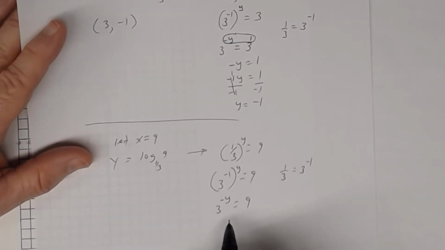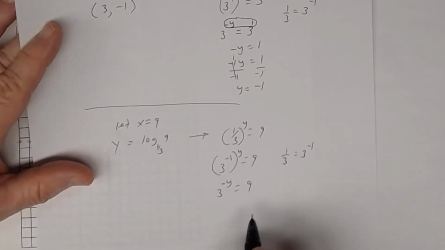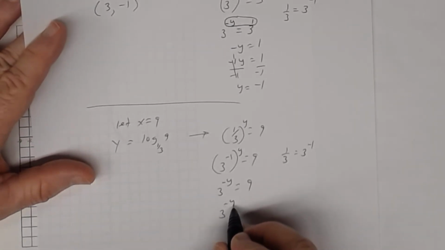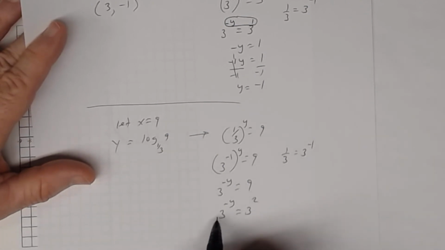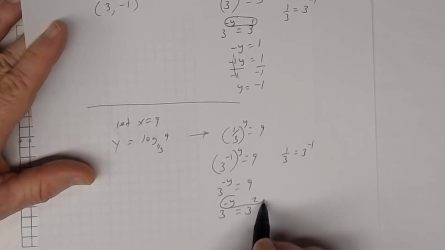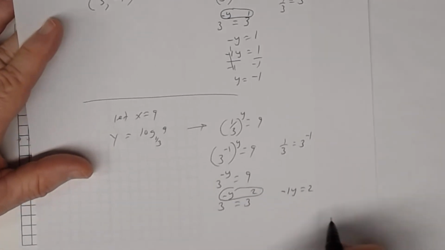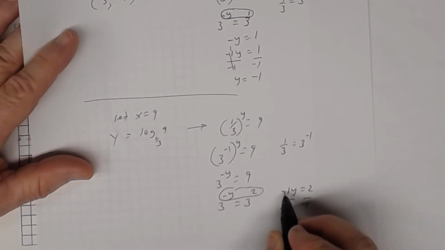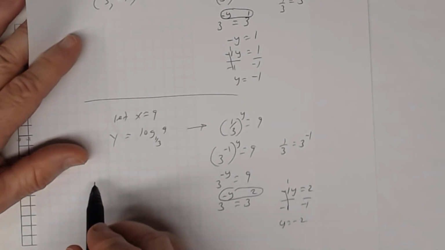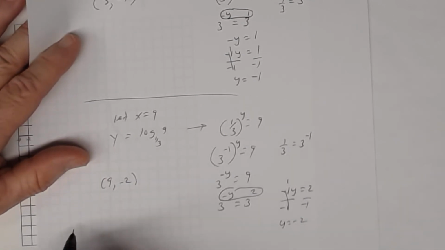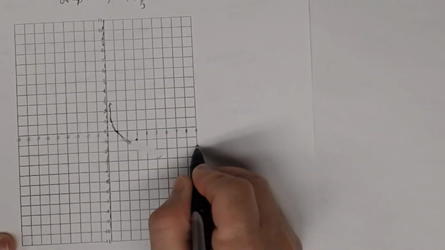And then I want you to notice something. You see this 9 right here? I can write this 9 as 3 squared. So I get 3 to -y equals 3 squared, right? So now notice the bases are the same. So that means that those exponents have to be equal. So -1y has to equal 2. And dividing both sides by -1, I get y to be -2. So I get another point, 9, -2. So I'll plot that point, 9, -2, which is about here.